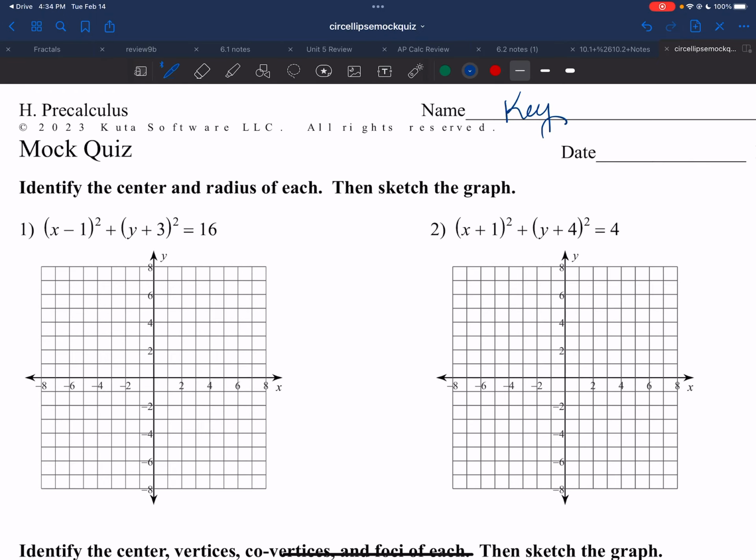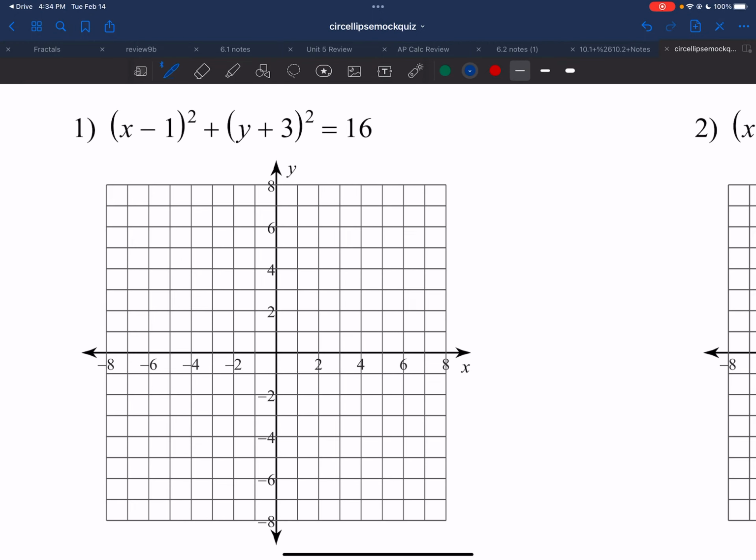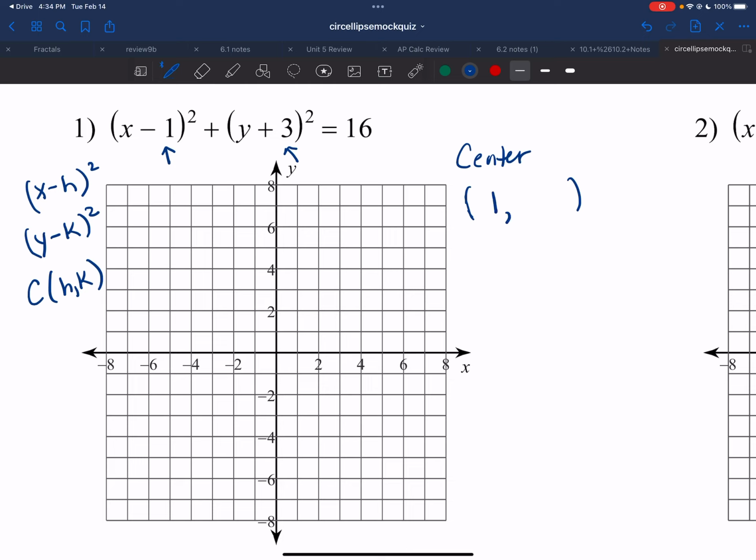On this first one here, what you're going to need to do is give me the center. And that center comes from your shift that happens with your x and your y. Remember, x minus h squared and y minus k squared, and your center is going to be h comma k. So we want it to be a negative in order for the center to be a positive. So x minus 1 gives us a 1, and then y plus 3 gives us a negative 3. So that is going to be the center.